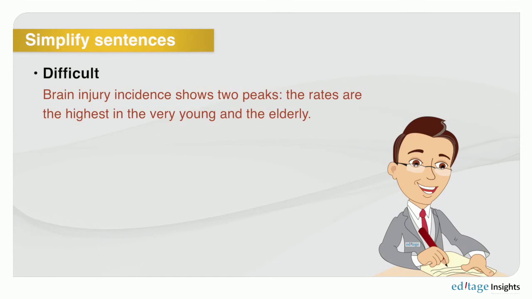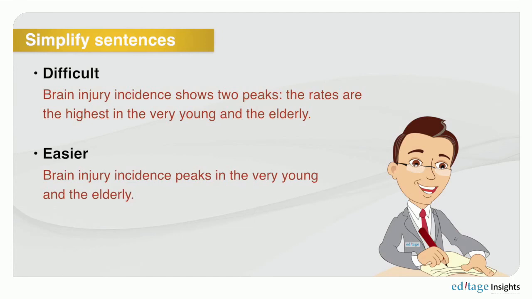Why not get rid of unnecessary words and write this simply as brain injury incidence peaks in the very young and the elderly? Nice, simple, same meaning, but only about half the words. And if you're trying to reduce your word count in a paper, this becomes very important. Just say things simply, clearly, and make it easier to process.